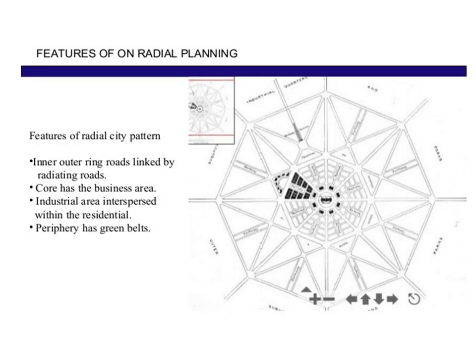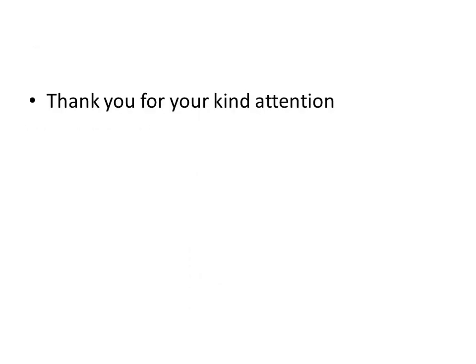This slide shows the layout of Navi Mumbai, that is a linear city. In this slide we have seen the gridiron pattern and shoestring pattern.